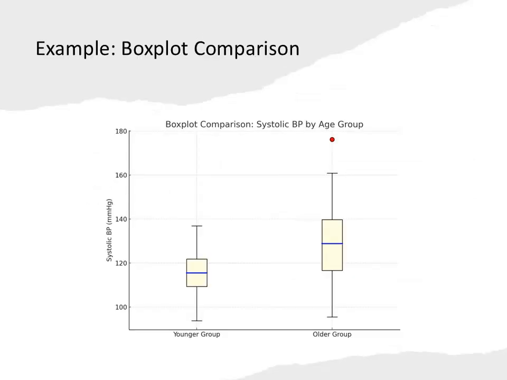Here's an example comparing systolic blood pressure between two age groups. The older group has a higher median BP and more variability. The younger group has a lower median BP and a tighter distribution. There are also outliers in the older group. This visual tells us much more than reporting the mean alone would.